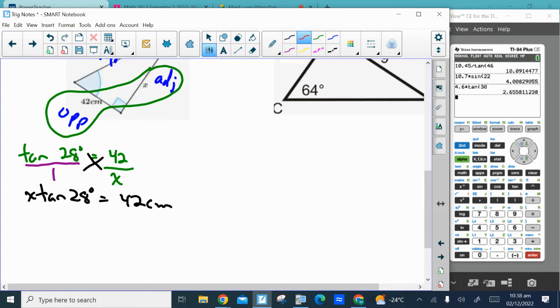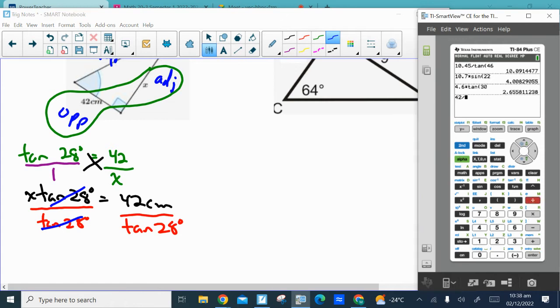And like I said before, we do not have x by itself. We have to do the one extra step. Because the x and the tan of 28 are hooked together by multiplication, we do the opposite, which is divide both sides by tan of 28. So on the left, when you divide tan of 28 by itself, it cancels. You'll get 1x or just x. And on the right side, we'll get our answer by going 42 divided by the tan of 28 degrees.